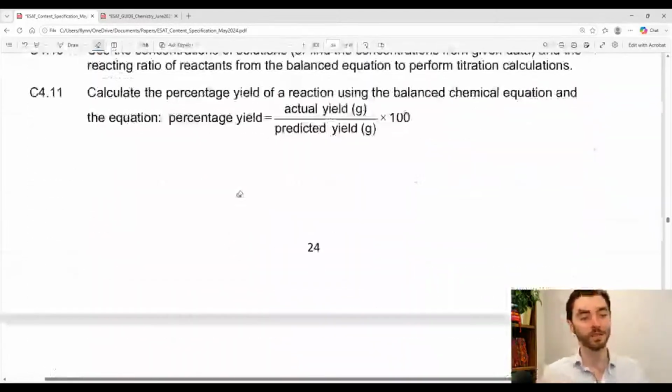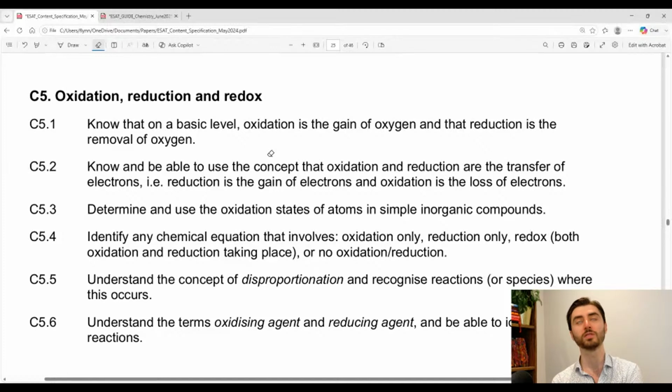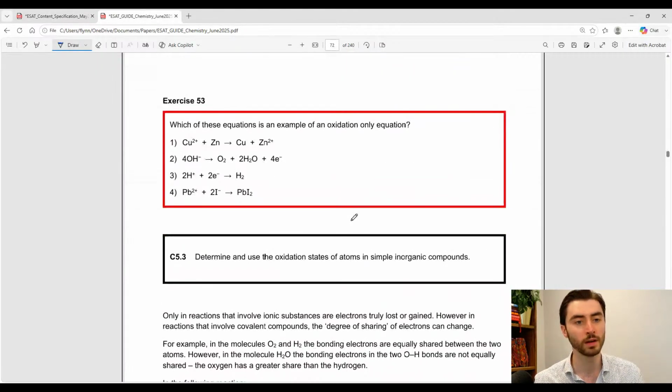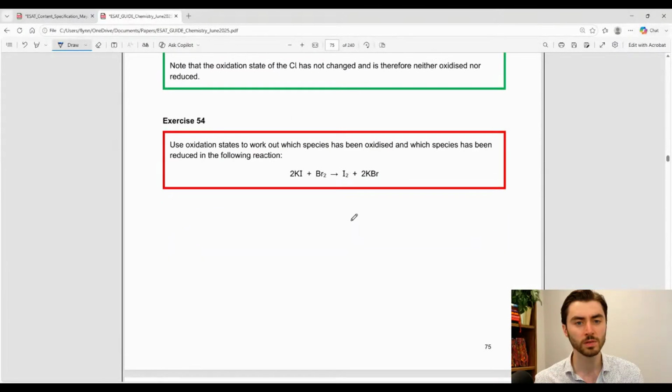So that was the quantitative. But the quantitative, in my opinion, is genuinely the most important. So here, oxidation is gain of oxygen. Also OIL RIG: oxidation is loss of electrons, reduction is gain of electrons. Oxidation states in organic compounds, you can kind of do that by its ratio with known ions. So if I, let's go to 5.3 here. So examples.